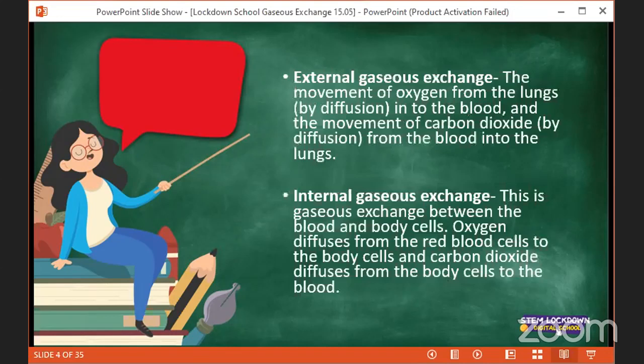Then we also looked at external gaseous exchange, and we said that this is the movement of oxygen from the lungs via diffusion into the blood, and the movement of carbon dioxide also via diffusion from the blood into the lungs. And we also looked at internal gaseous exchange, and we said that this is a gaseous exchange between the blood and body cells. Oxygen diffuses from the red blood cells to the body cells, and carbon dioxide diffuses from the body cells to the blood in order for it to be expired or exhaled.